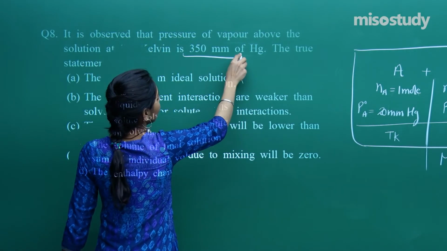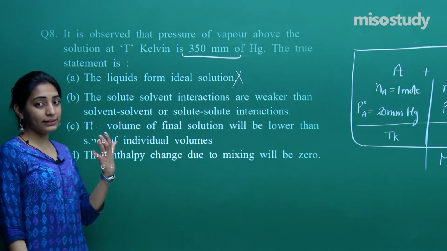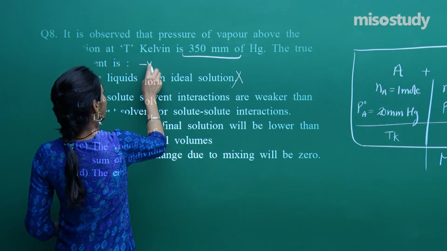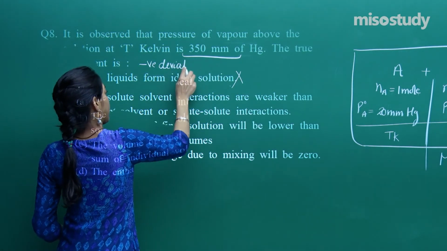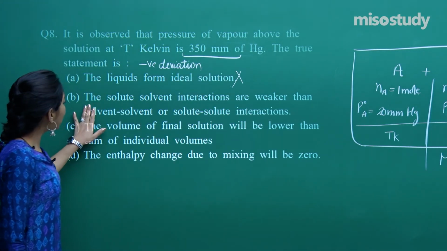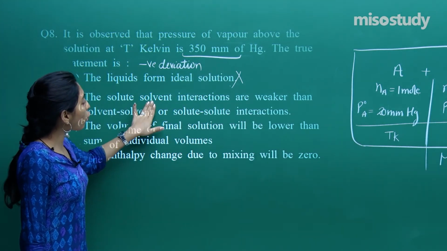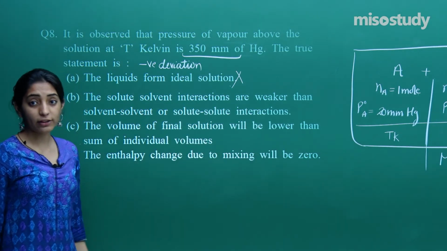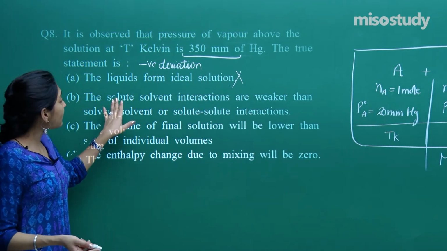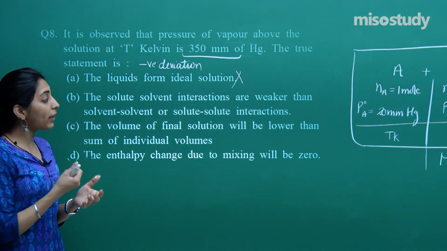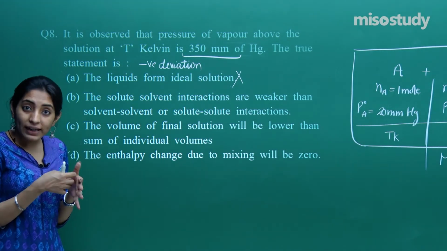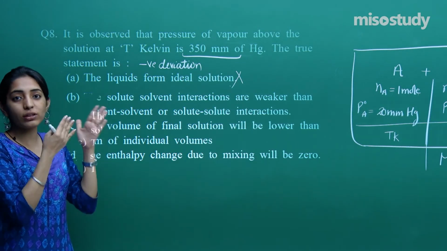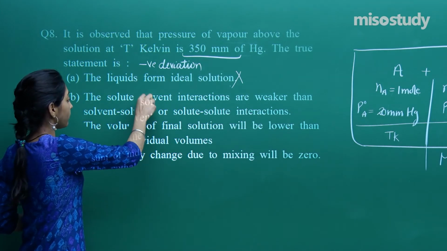But the pressure obtained is lesser than 362. So don't you think there is a negative deviation from Raoult's law? Okay, so he is saying that the solute-solvent interactions are weaker than solvent-solvent or solute-solute interaction. No, because it's a negative deviation. That means the final vapor pressure which is coming is lesser. So when the final vapor pressure is lesser, that means solute-solvent are interacting more compared to individual solute-solute or solvent-solvent. So even this is wrong.